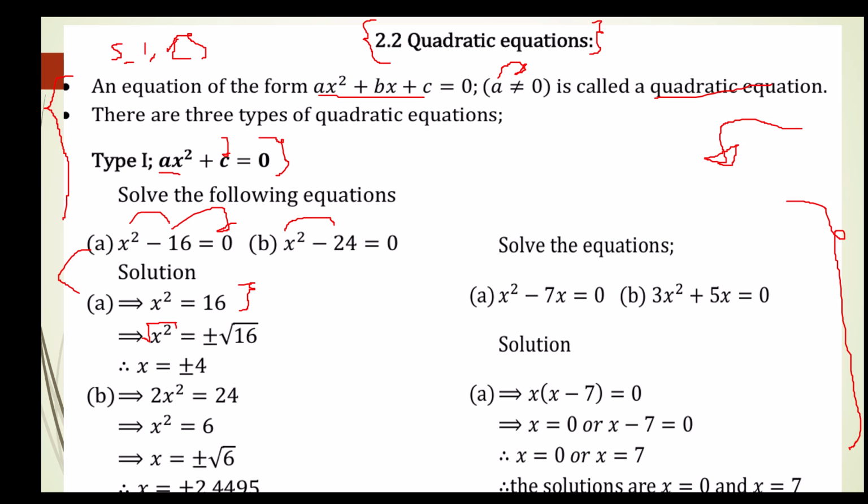But here, remember, when you're finding a square root at A level, we expect your answer to be either positive or negative. So that's why you're seeing this positive or negative sign. Whenever you're finding a square root, you should give your answer in terms of two options, that x is equal to positive or negative 4.